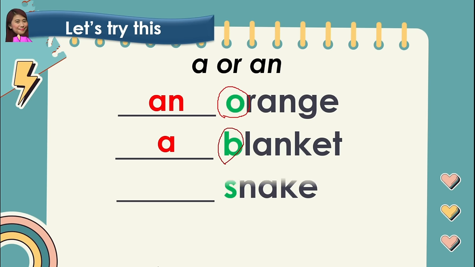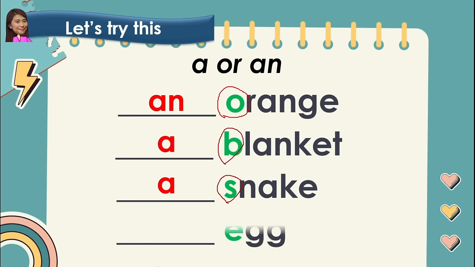Next word, blank snake. What do you think is the correct article for the word snake? A or an? And the article for the word snake is a. A snake. Why a? Because the word snake starts with the consonant sound s.